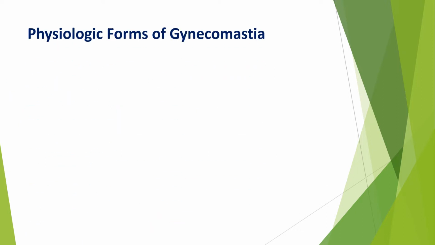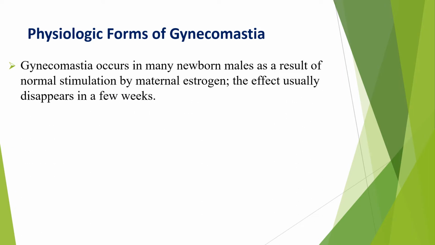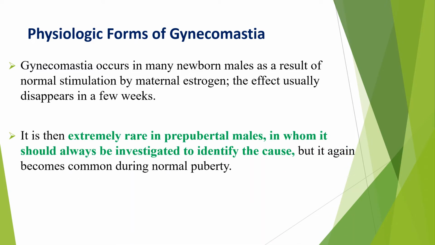There are different types of gynecomastia. From this, physiologic and pathologic gynecomastia are the most common ones. Physiologic is also classified into neonatal gynecomastia and pubertal gynecomastia. Gynecomastia occurs in many newborn males as a result of normal stimulation by maternal estrogen. The effect usually disappears in a few weeks. It is then extremely rare in prepubertal males, in whom it should always be investigated to identify the cause. But it again becomes common during normal puberty. So physiologic forms of gynecomastia are common during the neonatal period and pubertal period.